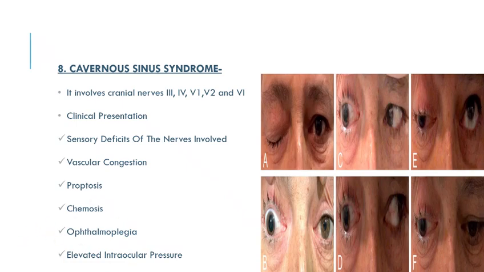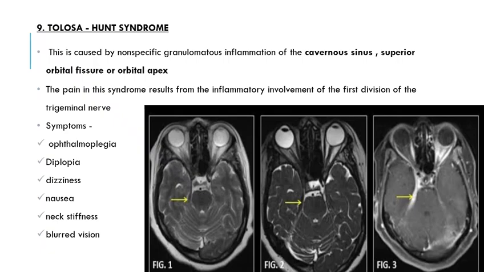Now the Tolosa-Hunt syndrome. It is caused by non-specific granulomatous inflammation of the cavernous sinus, superior orbital fissure, or orbital apex. And the pain in this syndrome results from the inflammatory involvement of the first division of the trigeminal nerve. And the symptoms here are ophthalmoplegia, diplopia, dizziness, nausea, neck stiffness, and blurred vision.